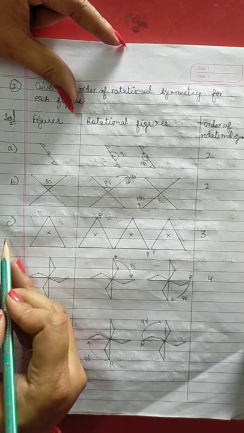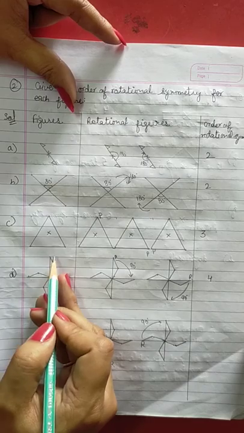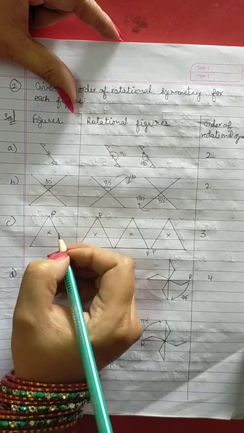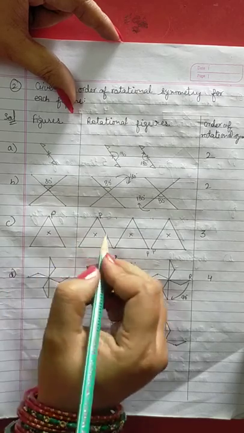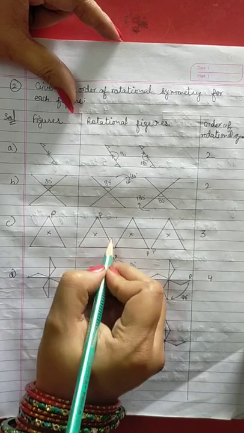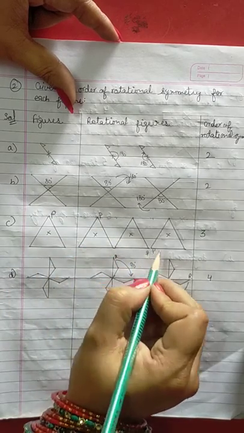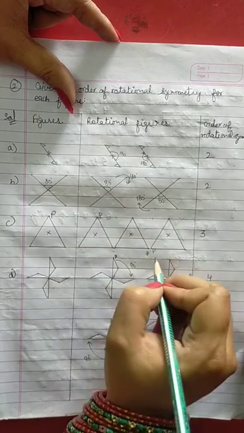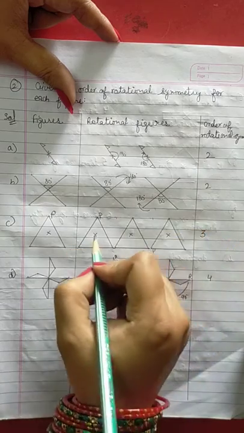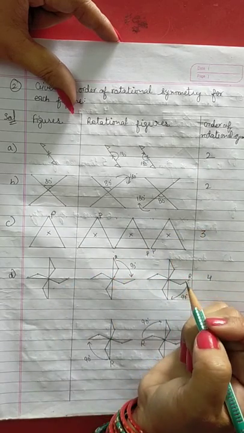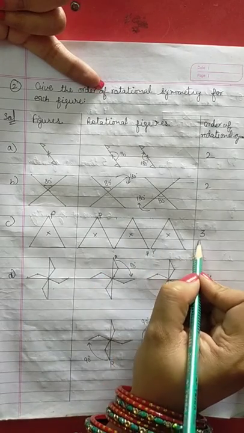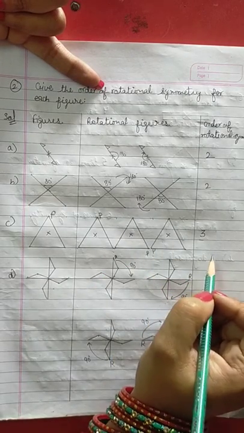Then in part C, this diagram is given as a triangle, and I have written P from my side so it is visible to you. The first time P is here, then on rotating again P is here, then again on rotating P will be here. P is here, then here, then here. It means after 3 times it looks the same. So it has 3 as order of rotational symmetry.